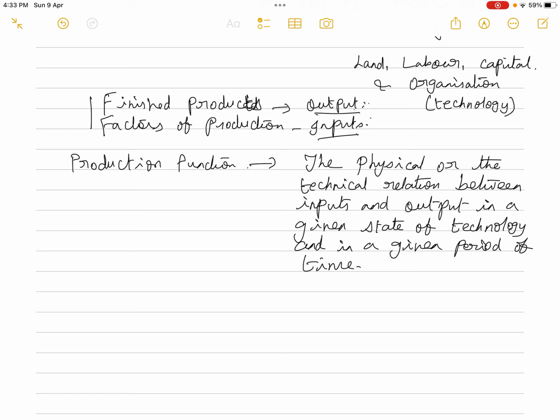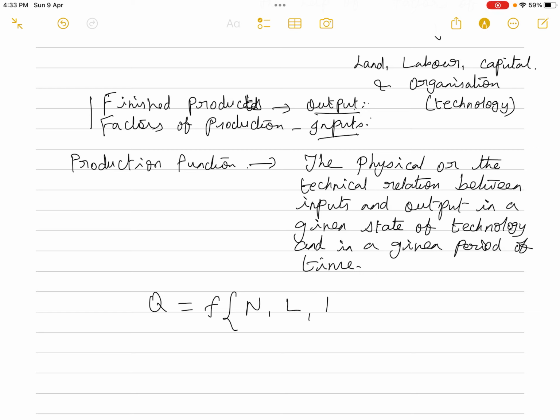Why are we saying given state of technology and period of time? Because if the technology changes, then the output turned out will also change. The time period also will change. The amount of inputs you can vary will change according to the time. So with whatever technology you are having, in the given time period, how much output the producer is producing with the help of a given set of inputs, that is what is known as the production function.